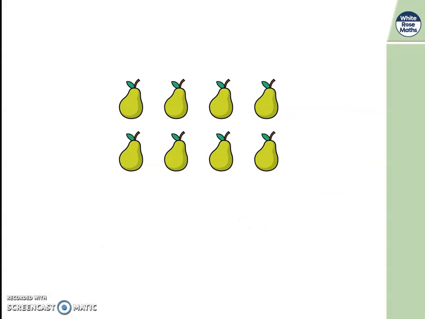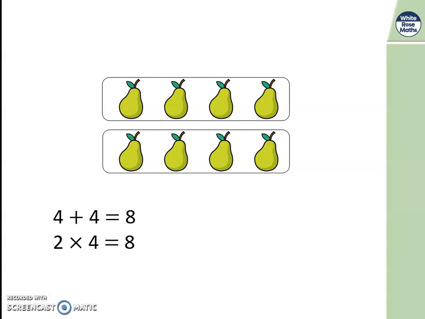You have a go at this one now. Have a look at this array with pairs. How many different ways can you show multiplications to represent this array? Pause the video to give yourself time. So we can group it into groups of 4, and we can say that 4 add 4 equals 8, or 2 times 4 because there are two groups of 4.